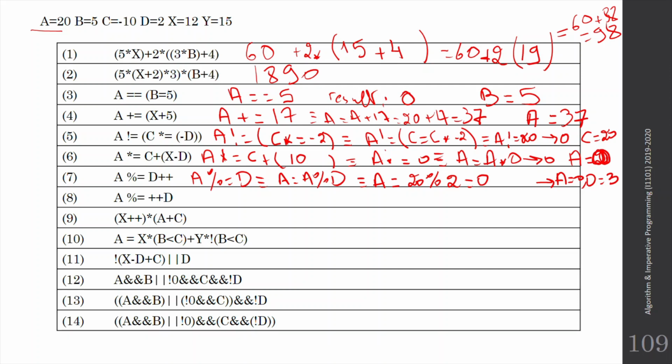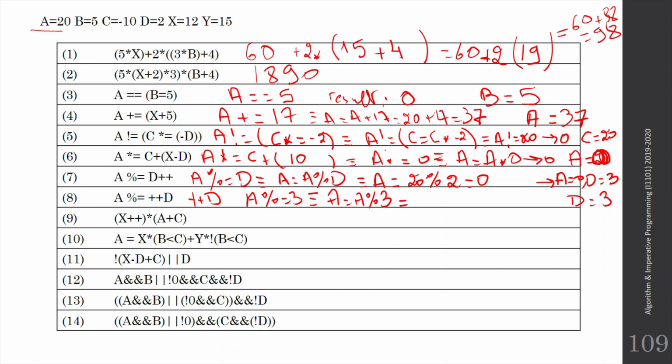Let's do the eighth. A modulo equal plus plus d. So here again in the priority table we have to do the plus plus, then the modulo equal. We have here a pre-incrementation. So before doing the modulo we should do the plus plus d. So first we'll do the plus plus d. In d we have 2. We end up with d equal to 3. And then we will do a modulo equal 3, which is equivalent to a equal a modulo 3.